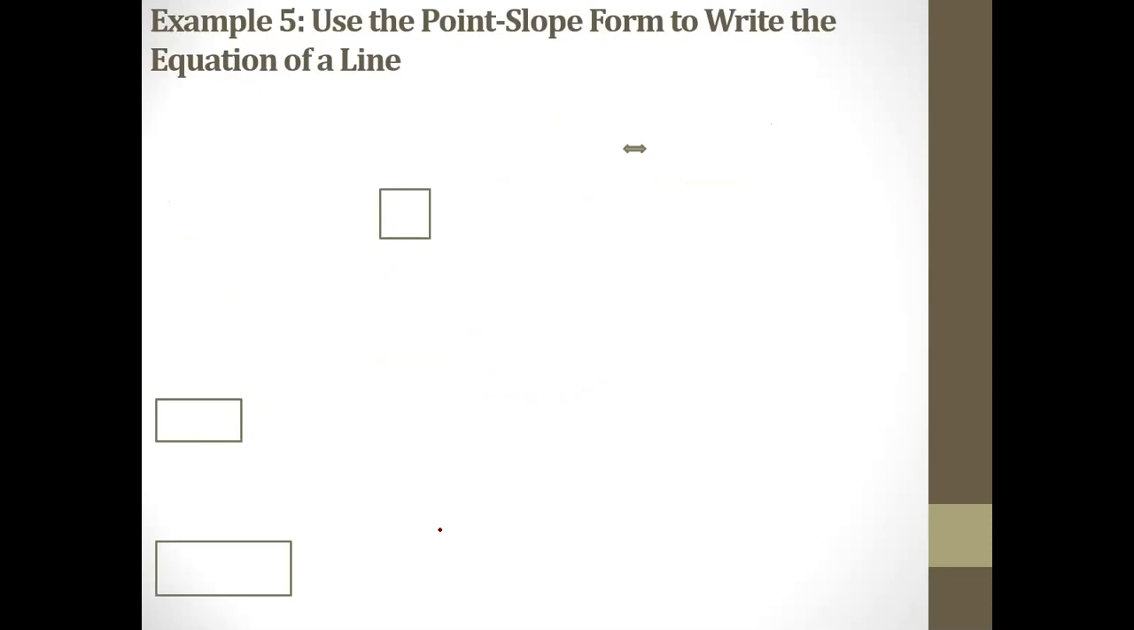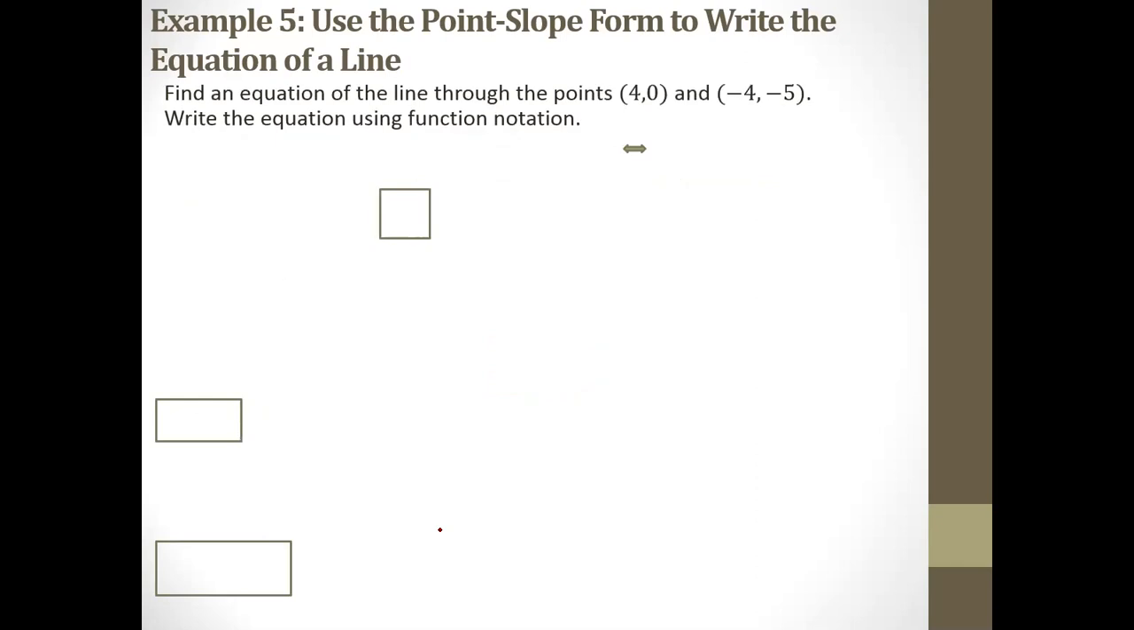All right, now we're going to use the point slope form to write an equation of a line. We have 2 points that are given to us, (4, 0) and (-4, -5). To write this equation, we first got to use our form, remembering that this f of x is the function form for slope-intercept. If we had y equals mx plus b, we could substitute f of x for y.